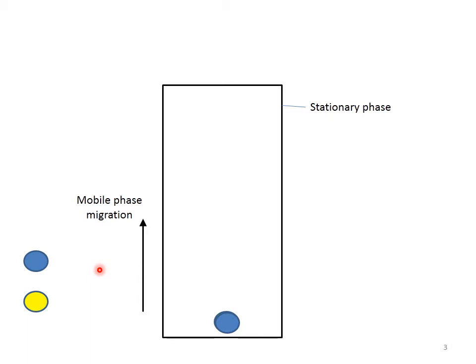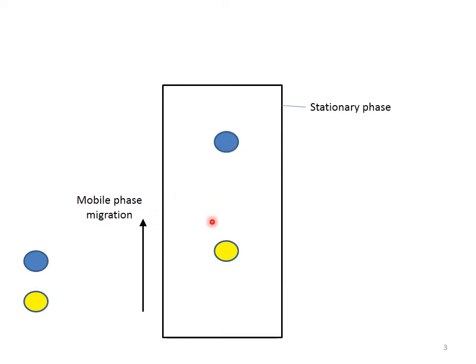This is a diagrammatic representation showing the stationary phase by means of this rectangle, and these are the two types of molecules shown in blue and yellow color. The molecules are allowed to move along the stationary phase, and this arrow shows the direction of migration of the mobile phase. Now, when these molecules are allowed to move along with the mobile phase, here we see that the blue molecules travel greater distance. This is because the affinity of these molecules with the mobile phase is more as compared to their affinity with the stationary phase.